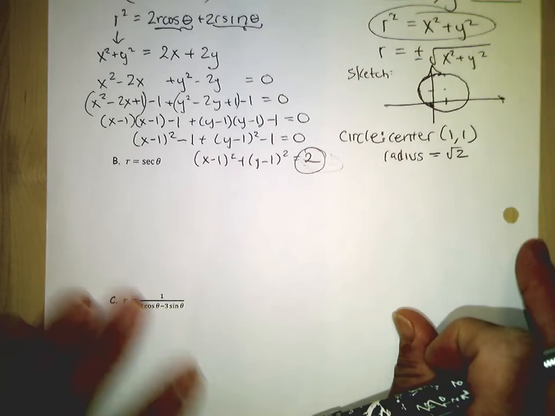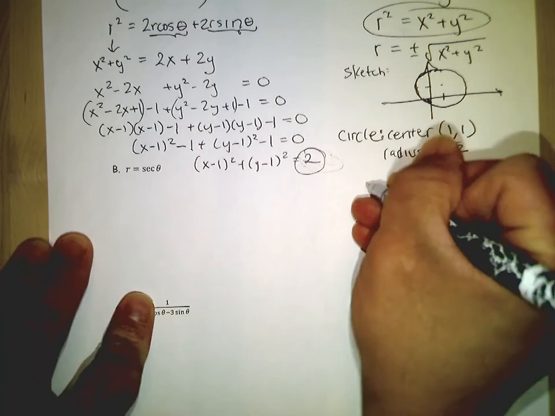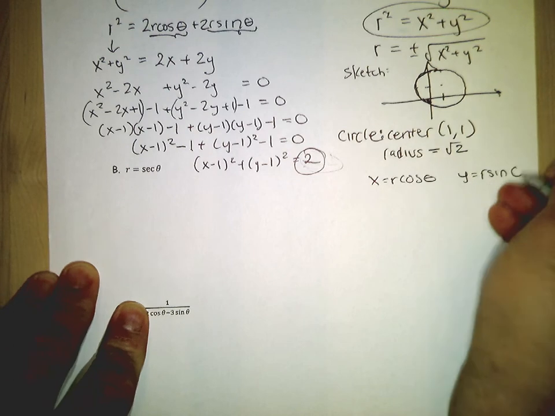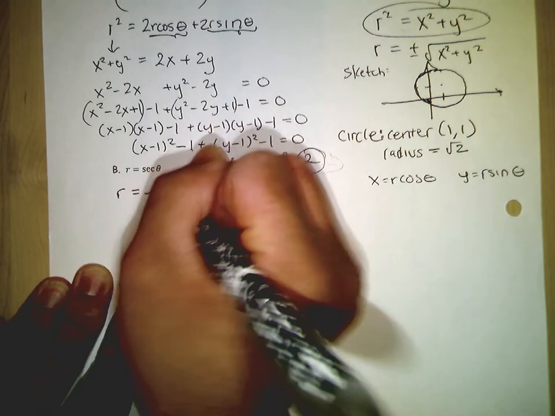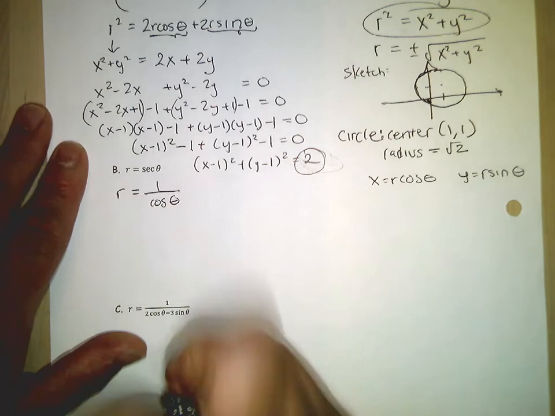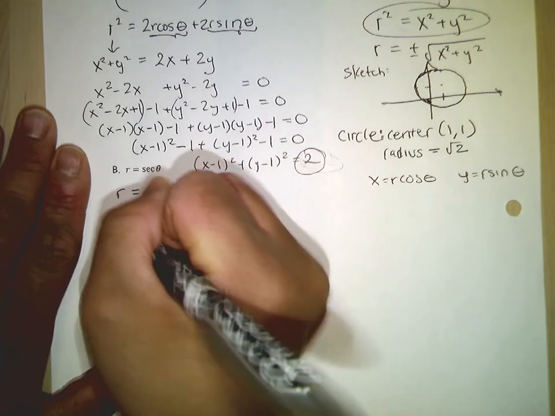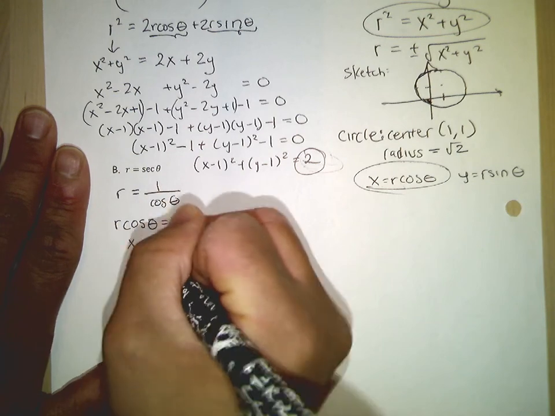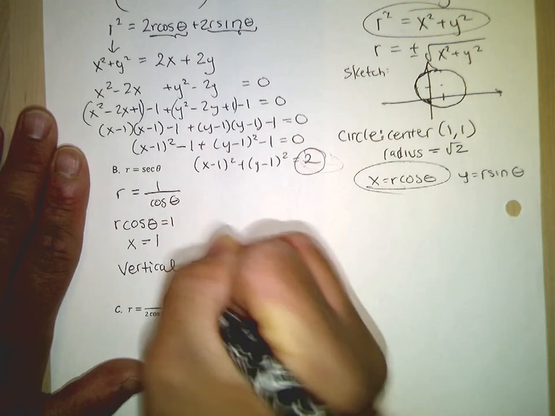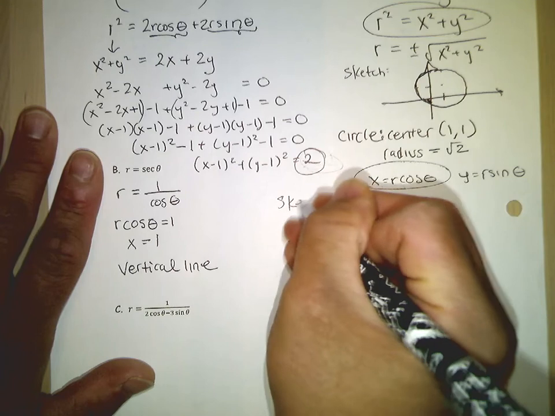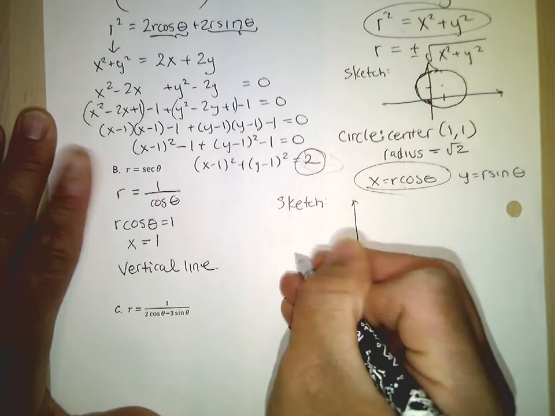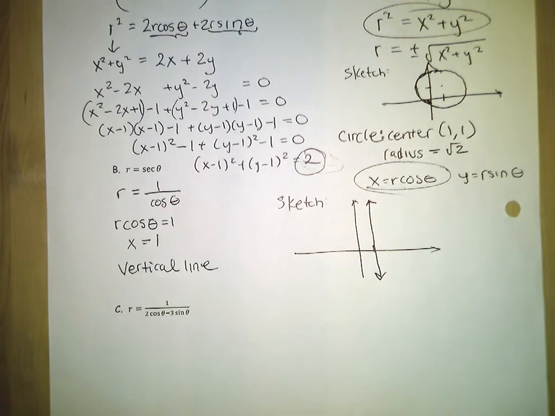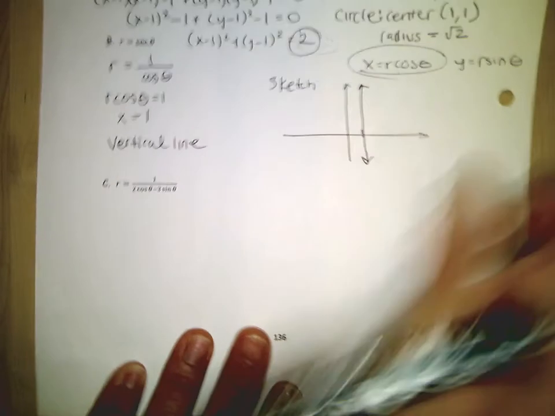Let's try another one here. R is secant of theta. So since I know that x is r cosine of theta and y is r sine of theta, I'll convert the secant theta to 1 over cosine of theta and then multiply by cosine of theta. So r cosine of theta is 1, but r cosine of theta was x, so x equals 1, and this is just a vertical line. So here's a sketch of a vertical line. Hopefully you've seen one of these before. Here is x equals 1. Here is the vertical line. Done! What a time to be alive!